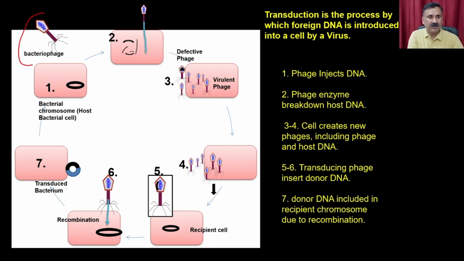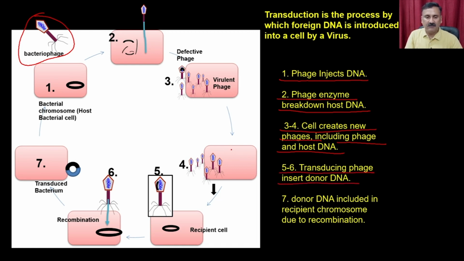So in transduction, for example, in this case, we have taken an example of a bacteriophage. In step 1, the phage injects its DNA into the host, right? Then the phage enzymes break down the host DNA. In steps 3 to 4, the cell creates new phage, including phage and host DNA, and in steps 5 to 6, the transducing phage inserts the donor DNA, and the donor DNA is included in the recipient chromosome due to recombination.